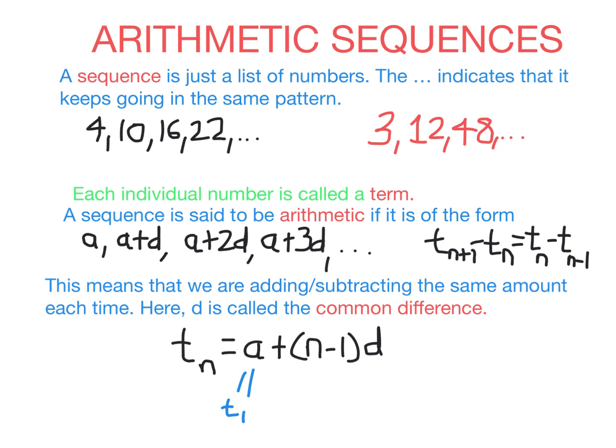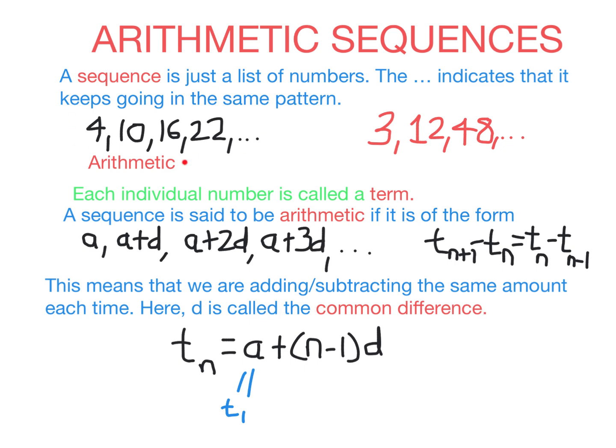This sequence here in black is a special type of sequence called an arithmetic sequence. Arithmetic sequences are special sequences of this form: A, A plus D, next term A plus 2D, A plus 3D, and so on. What is this actually saying? It's saying that if you take any term and subtract the previous term, you always get the same answer. Here, Tn means the value of term n. So T1 is the value of term 1, T2 is the value of term 2, and so on. So basically this means that we are adding or subtracting the same amount each time. This amount by which we're adding or subtracting is called the common difference.